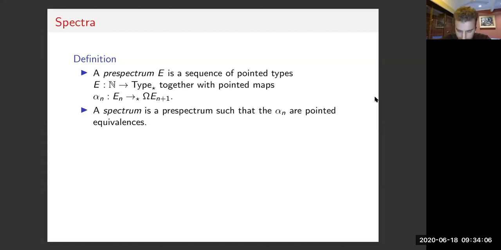A pre-spectrum is a sequence of pointed types, which we're calling these E_n, and a bunch of connecting maps from each type in the sequence to the loop space of the next in the sequence. And amongst these, there are some good ones. A spectrum is a pre-spectrum where all of these connecting maps are equivalences.